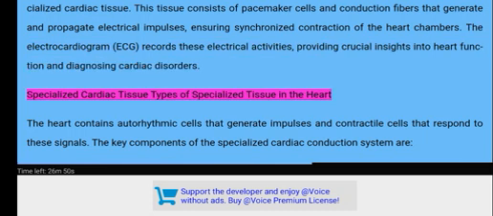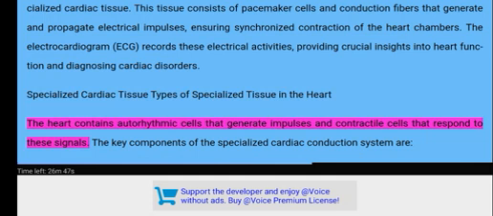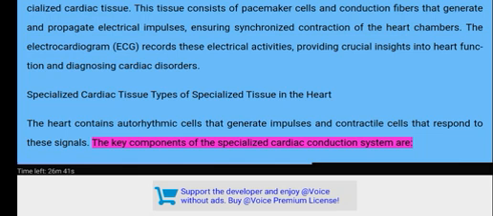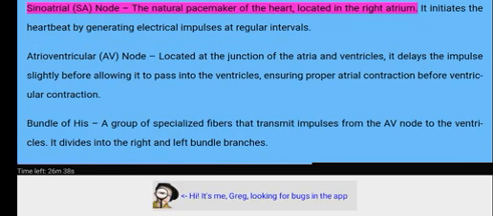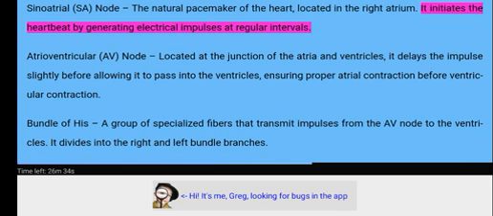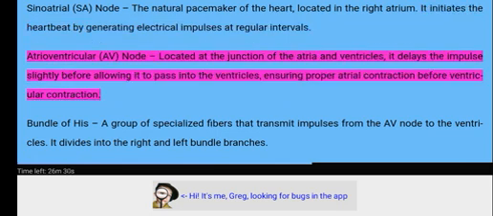Specialized cardiac tissue. Types of specialized tissue in the heart. The heart contains autorhythmic cells that generate impulses and contractile cells that respond to these signals. The key components of the specialized cardiac conduction system are: Sinoatrial, SA, node, the natural pacemaker of the heart, located in the right atrium. It initiates the heartbeat by generating electrical impulses at regular intervals. Atrioventricular, AV, node, located at the junction of the atria and ventricles. It delays the impulse slightly before allowing it to pass into the ventricles, ensuring proper atrial contraction before ventricular contraction.